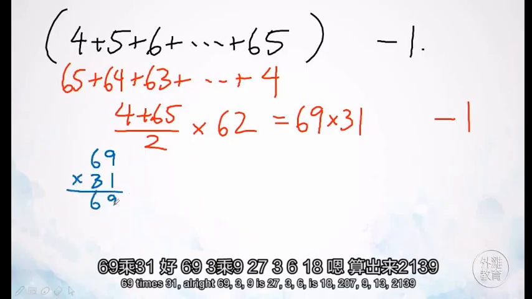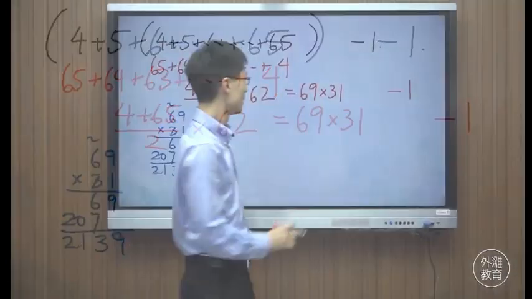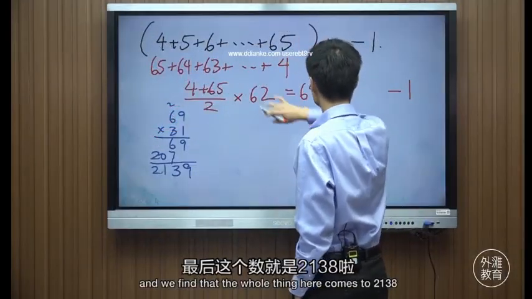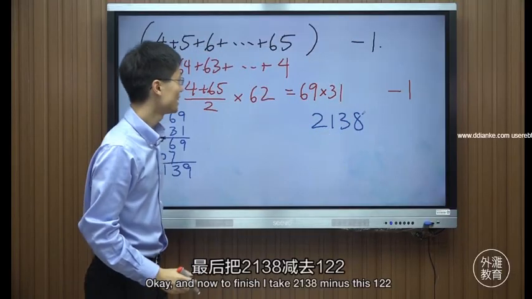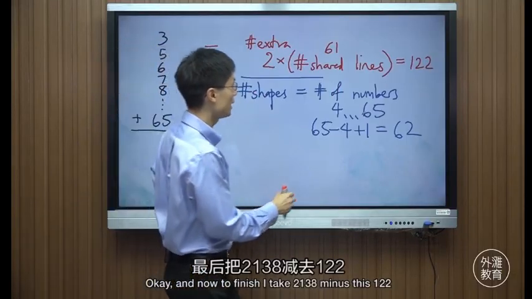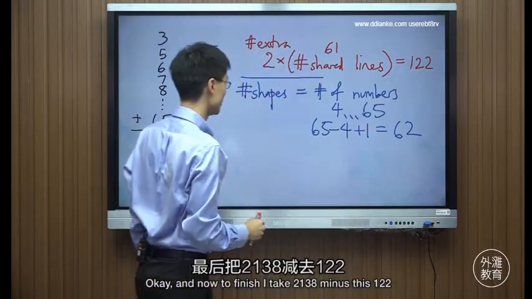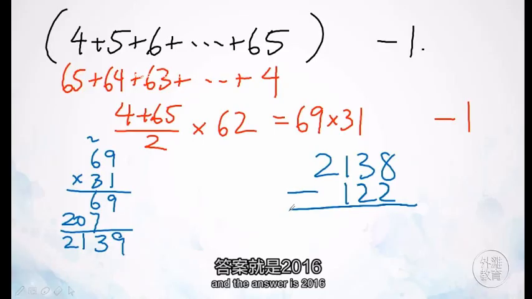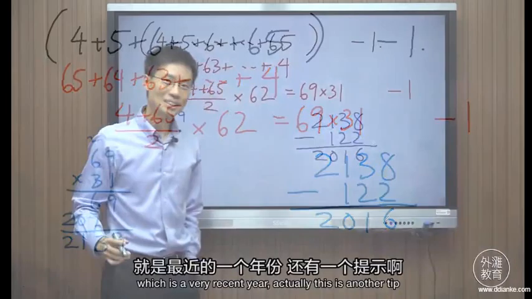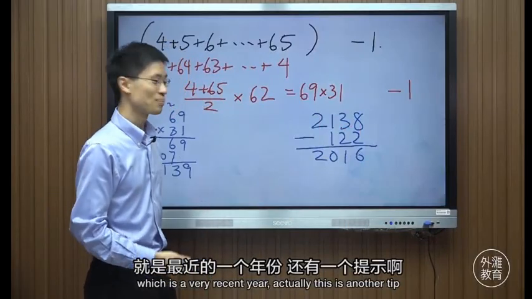All right, 69. 3 times 9 is 27. 3 times 6 is 18, 207, 9, 13, 2139. Don't forget the minus 1, and we find that the whole thing here comes to 2138. Okay, and now to finish, I take 2138 minus this 122, and the answer is 2016, which is a very recent year.